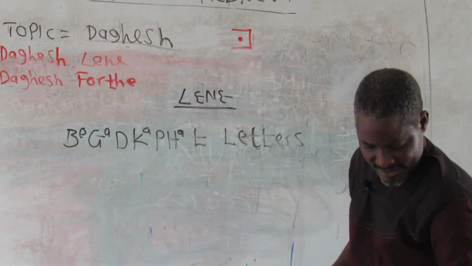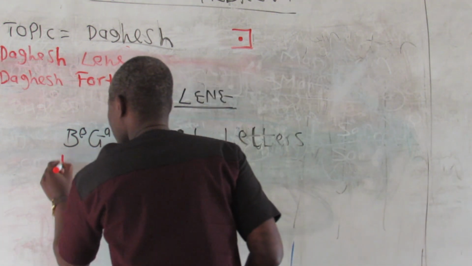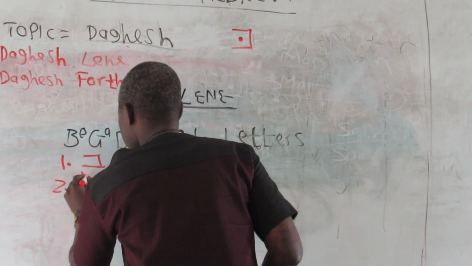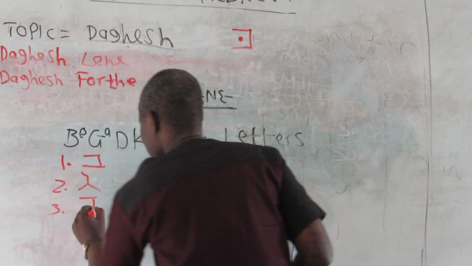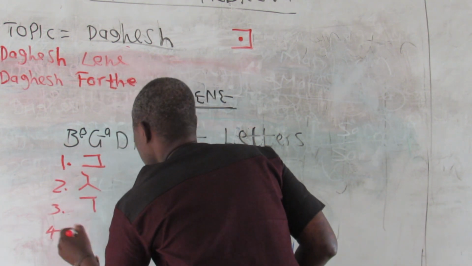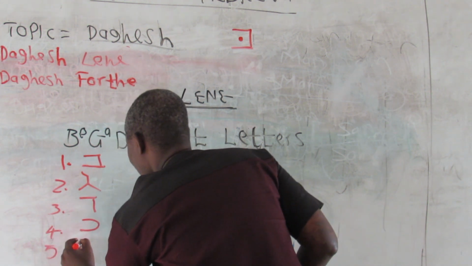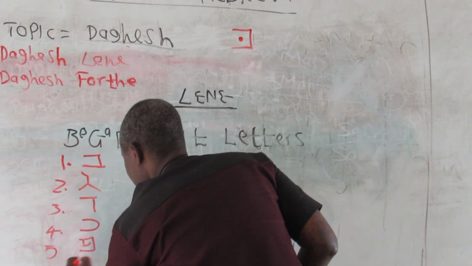And which letters are Begad Kafat letters? Number 1, you have Bet. 2, you have Gimel. 3, you have Dalet. 4, you have Kaf. 5, you have Pei. And 6, you have Tau.